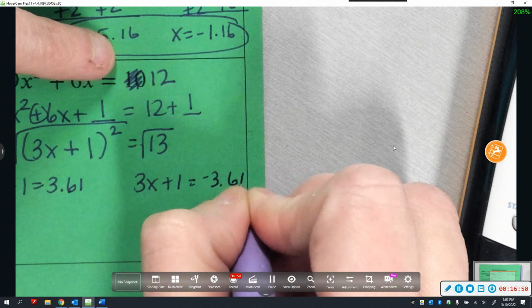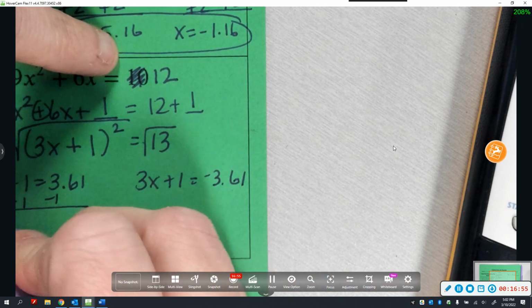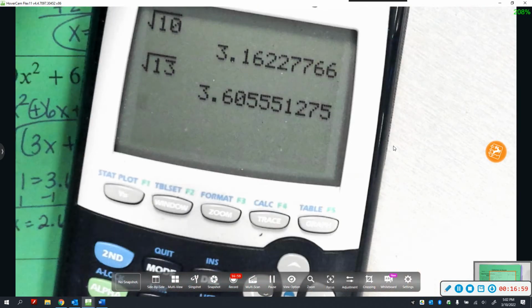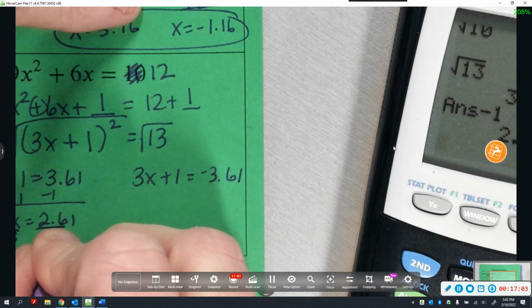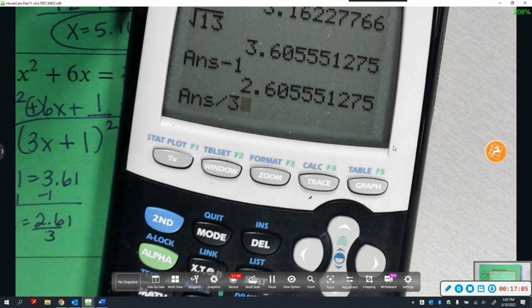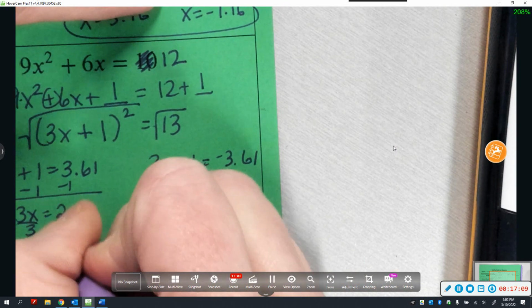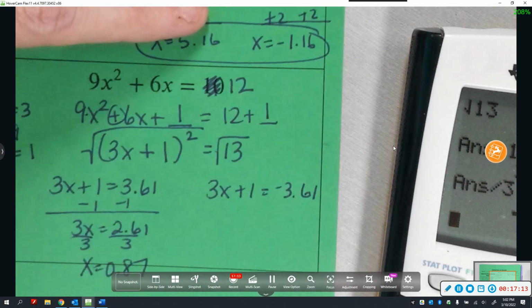Okay? So I'm going to subtract 1 from both sides. I get 3x equals 2.61. And then I got to divide that by 3. And I get 0.87. So x equals 0.87. Okay, great. There's one of them.